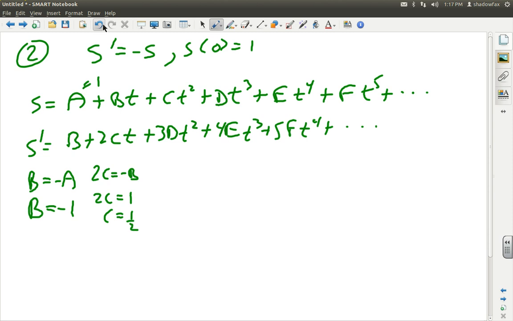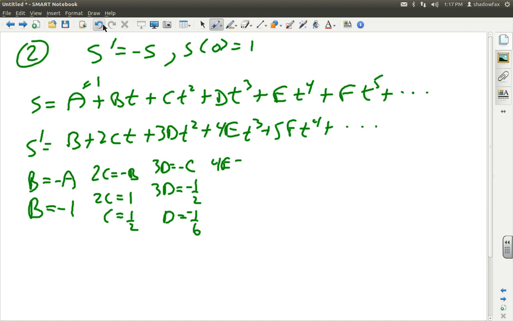Okay. 3d is the opposite of c, right? Because s prime is the opposite of s. And we're matching the coefficients of the t term and the t squared term and the t cubed term. So 3d is the opposite of c, which makes it -1/2, so d is -1/6. We're getting the same kind of coefficients as last time, but alternating in sign. Does that sound familiar? All right.